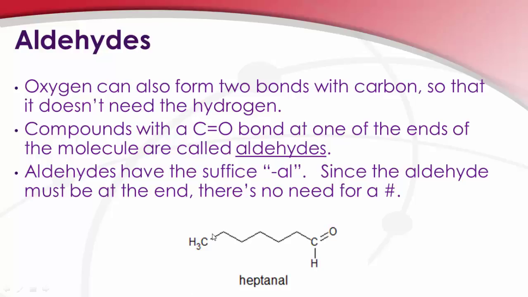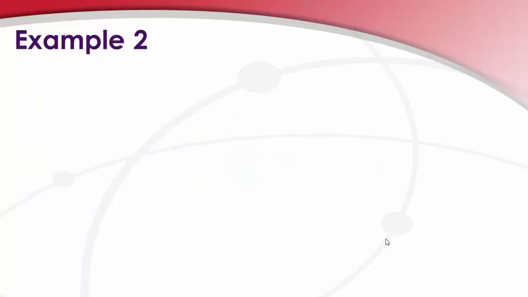So in this case, a 7-member chain, we have heptanal. So let's do an example here. 2, 4, 6. So this is once again hexane, but it's hexanal because it's an aldehyde. And then we have 1, 2, 3, 4. So it's 4-fluorohexanal.